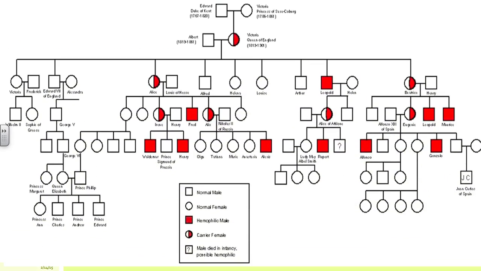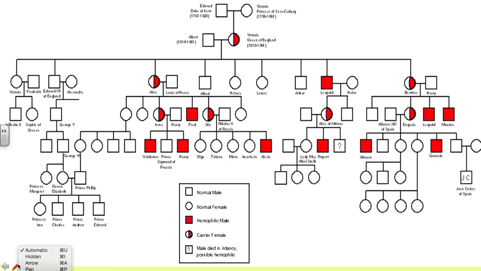And so the example I'm going to show you here is one of royalty. It's a classic example of English royalty passing down the hemophilic gene throughout the ages. And it goes all the way back to the 1700s, where Edward married Victoria. And they had a daughter named Victoria. So once again, let's just do the Punnett square here for these two.